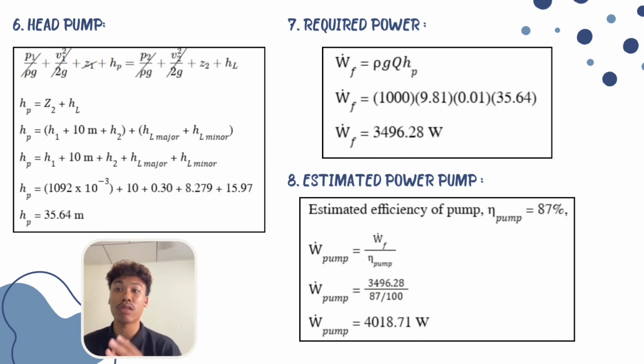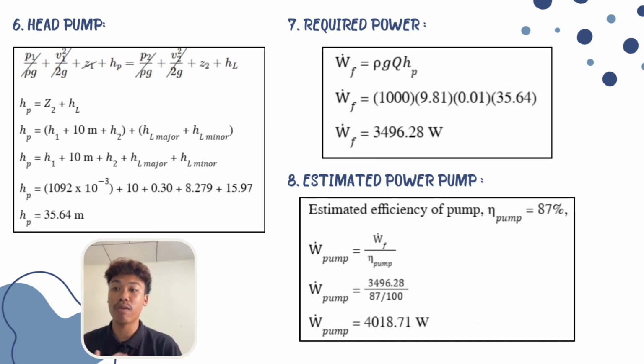After that, we need to calculate the required power. For the required power, we use the formula rho g Q HP. So we only use that formula, and then we get the required power. And for the estimated pump power, we need to estimate the efficiency of the pump. We estimate the efficiency of the pump is 87%. When we estimate that efficiency, we can find the estimated pump power.